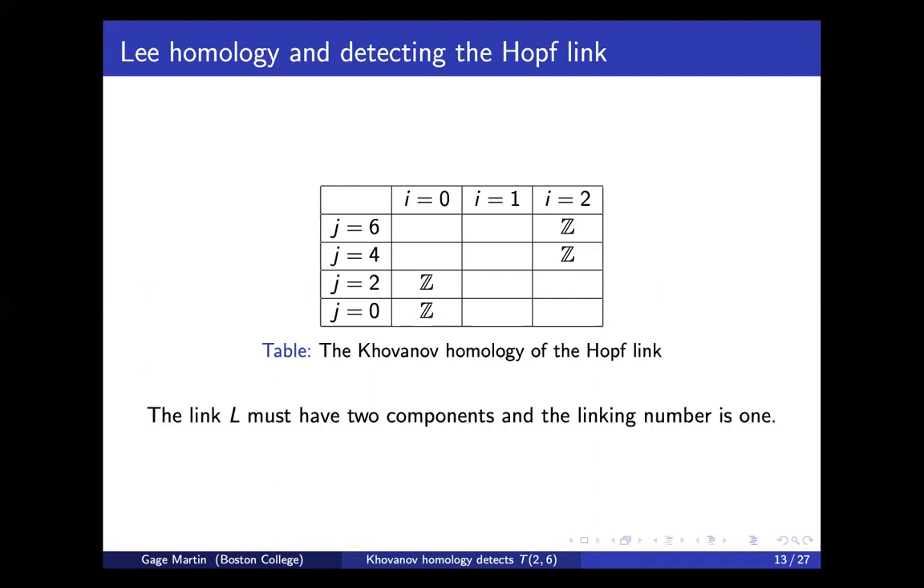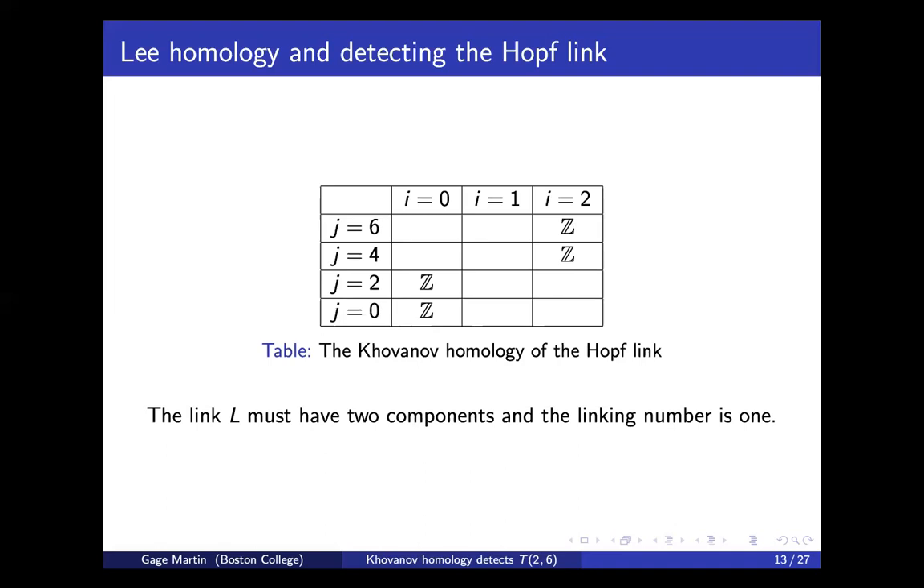So this difference between these homological gradings is twice the linking number, so the linking number is 1. And so we have a link with 2 components, and the linking number is 1. So that's our first step of our proof.